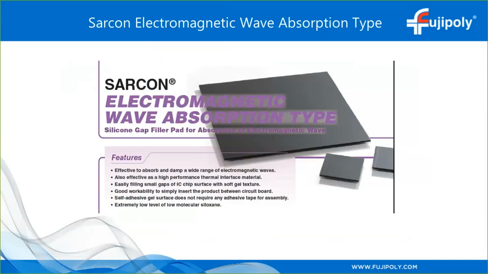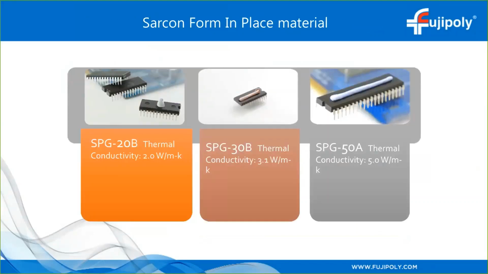We have our EGR type, electromagnetic wave absorption type, and this is also a thermally conductive gap filler. And essentially what it does is absorb the energy from electromagnetic waves and converts it into heat and conducts the heat outside into the enclosures. Our silicone form in place material is a thermally conductive silicone gel, which is dispensable, and that ranges from 2 to 5 watt per meter Kelvin.